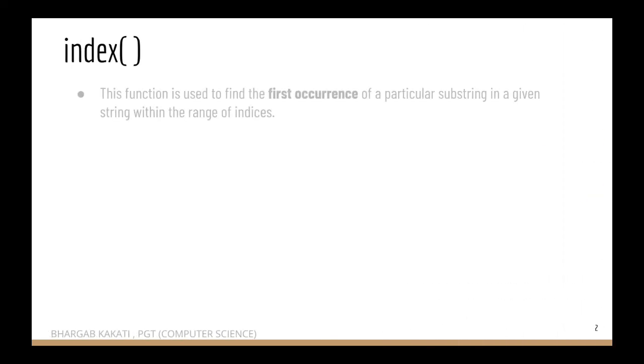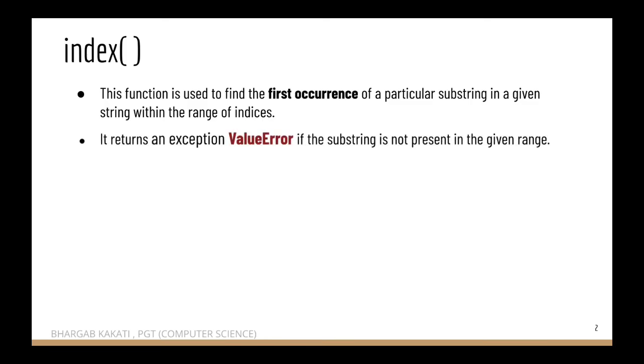Now what this function does, this function is used to find the first occurrence of a particular substring in a given string within the range of indices. So if we have a particular string, from that string, if I need to find the occurrence of a substring, then I can find out the index with the help of index function. It will be more clear as we go to the examples. Now if that particular substring which we want to find is not present, then it returns an exception called value error.